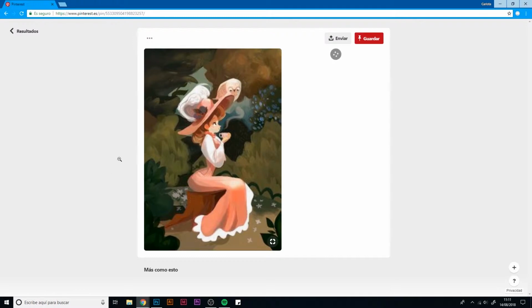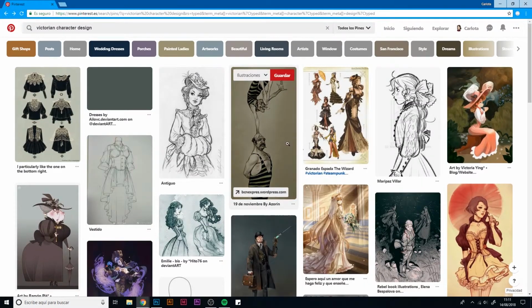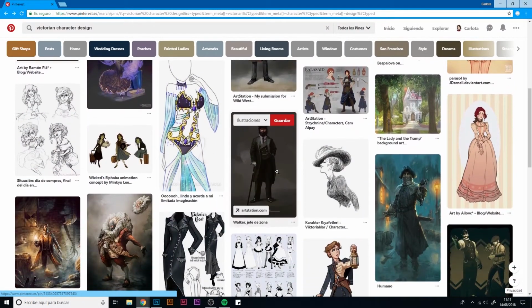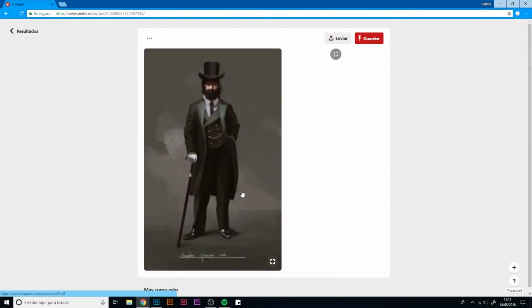In this case, we can see a woman with a cup of tea, her characteristic hat, and a tight-fitting waist dress. Looking at the rest of the images, we have a concept art of a Victorian era man wearing a top hat and a walking stick. All these artists had to find their own reference in internet to create this amazing result.